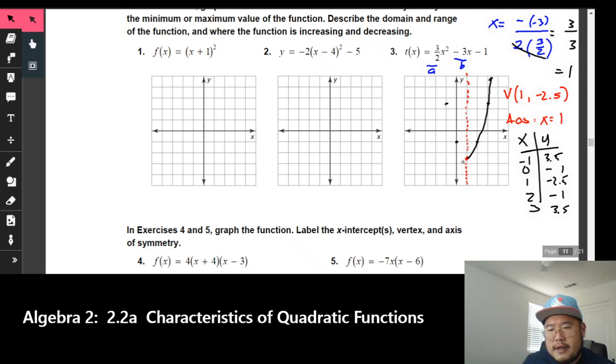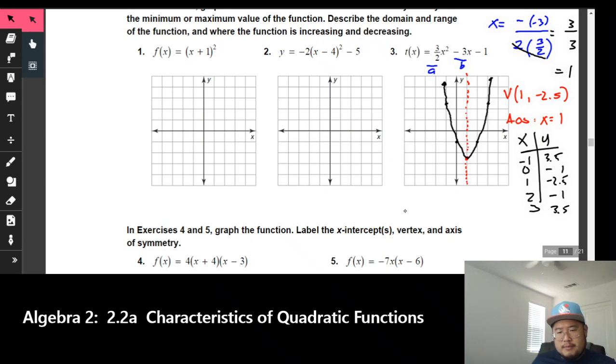So if you think about things right now, our value of A is 3 over 2, which is the same thing as 1.5. So hopefully if I ask you the question, do we have a vertical stretch or shrink, you should be able to tell me that this is a vertical stretch. Our A value is greater than 1. It's going upwards. There is no negative, so there's no reflection. All right. So we have our vertex, we have our axis of symmetry. Then let's go ahead and finish this off.